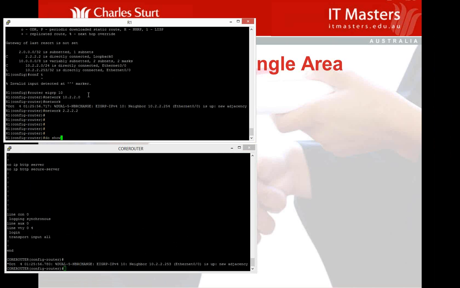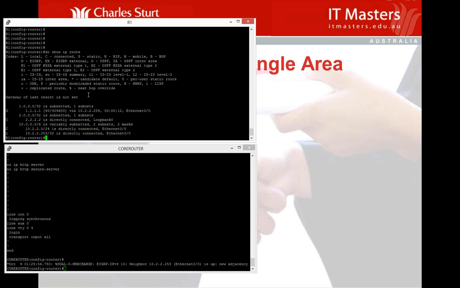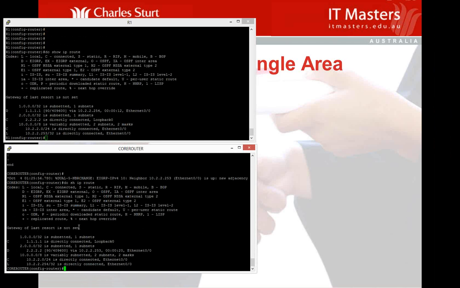So if I do show ip route, we can see we've got a route D just coming in. D is from EIGRP, so we've got our EIGRP route correct. Done. Now, that seems reasonably straightforward. Now, I'll show you why the auto summary is a problem.